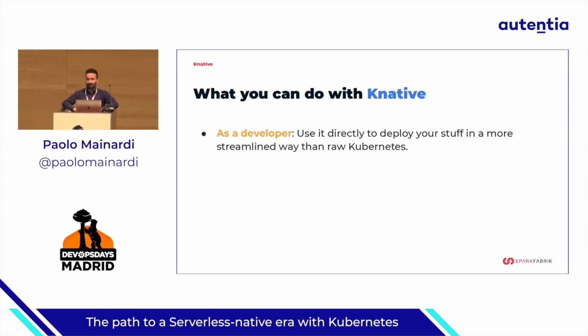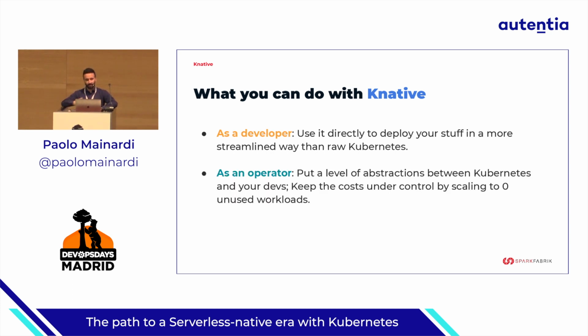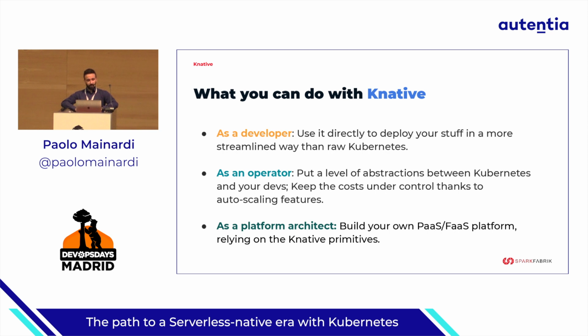So what can we do with Knative? As a developer, I can use it to deploy my stuff in a more streamlined way than raw Kubernetes. As an operator, I can put a level of abstraction between Kubernetes and the devs. I also get for free the ability to keep costs under control, because the workloads can scale to 0, so I will consume less power, fewer virtual machines and so on. And as a platform architect, I can decide that I want to build the next great platform as a service based on containers using the already implemented Knative components, because they are modular.